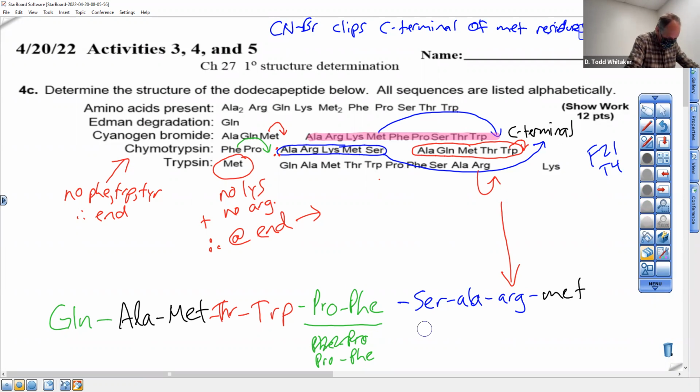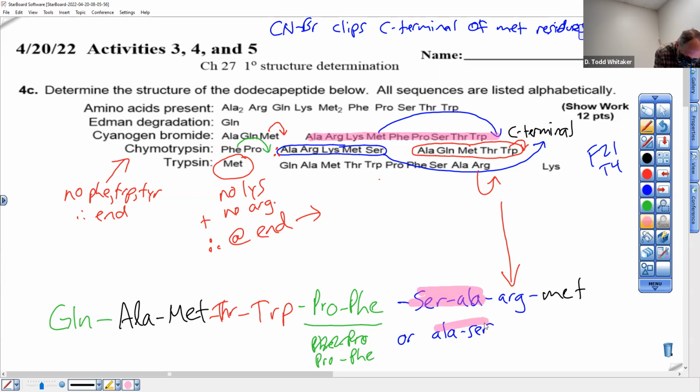But we still haven't figured out why it's Ser, Ala, Arg. Well, we know the Arg has to be at the end. So we're down to why is it Ser, Ala, and not Ala, Ser? And I don't believe we'll be able to answer that question because there's no cuts for Ala or Ser to tell us which is right and which is wrong. But somebody might have the answer for me.